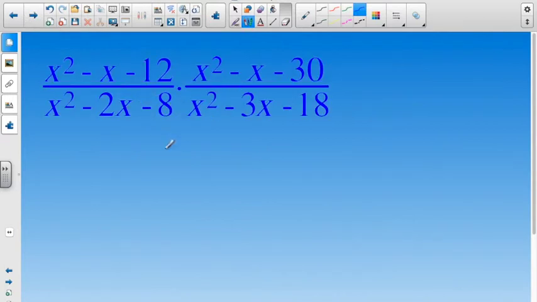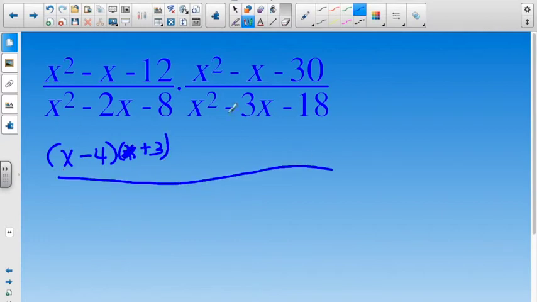Now, in this situation, we want to factor. Two numbers that multiply together to equal negative 12 and add together to equal negative 4. I believe that's going to be x minus 4 times x plus 3. Bad x there. All right? And this is going to be times x squared minus x minus 30.